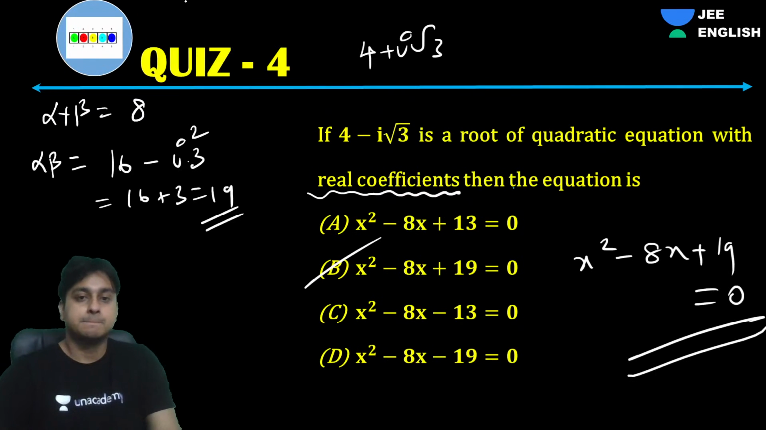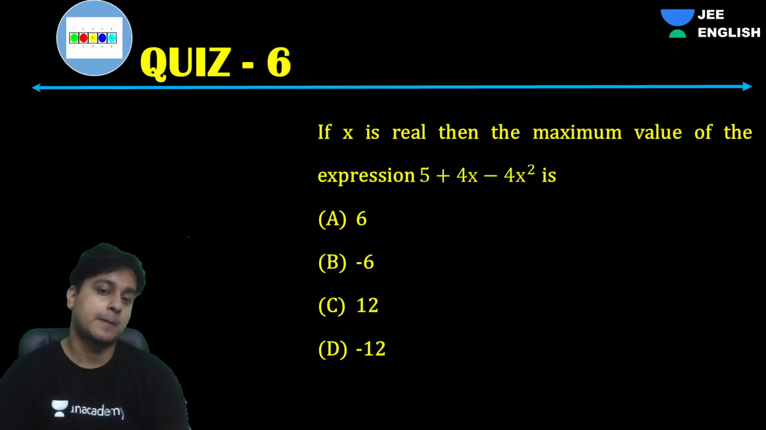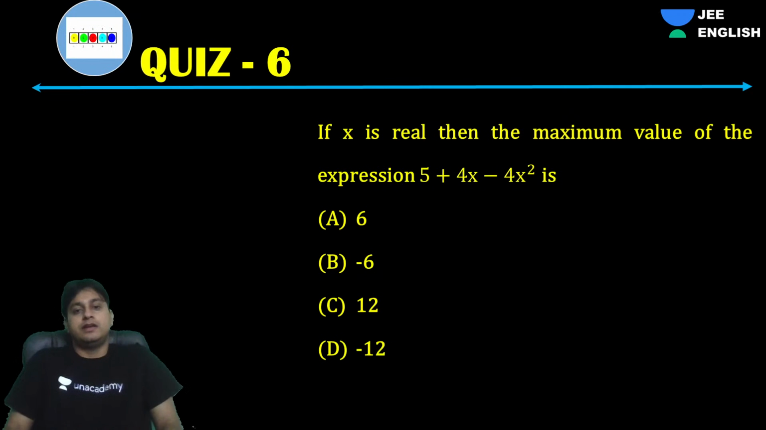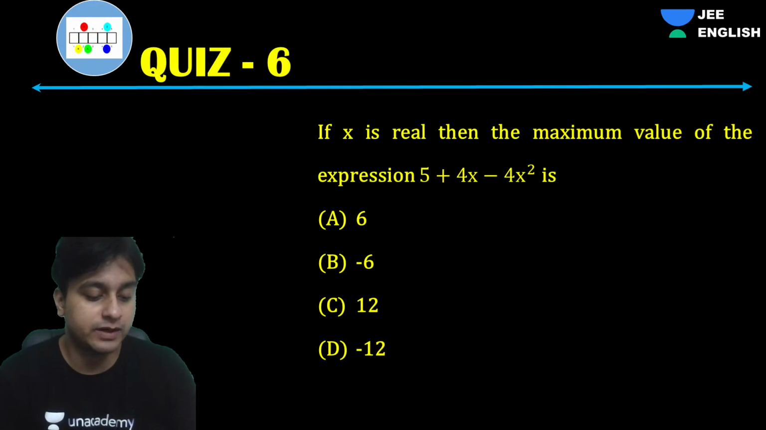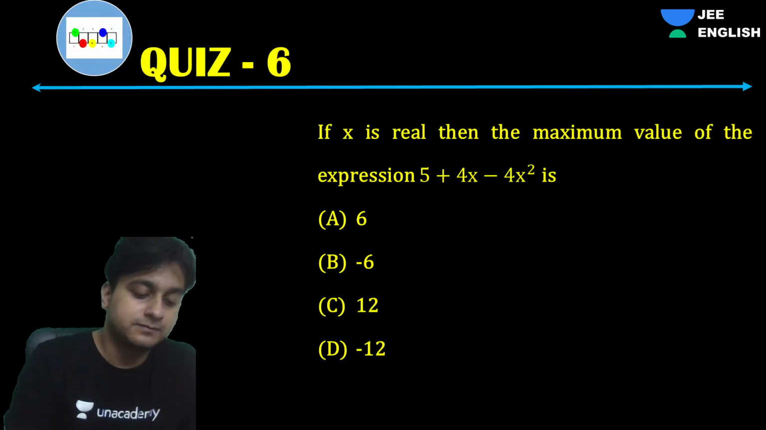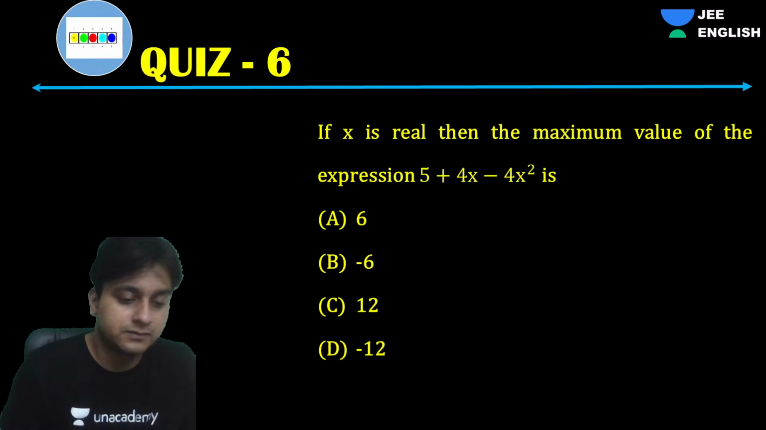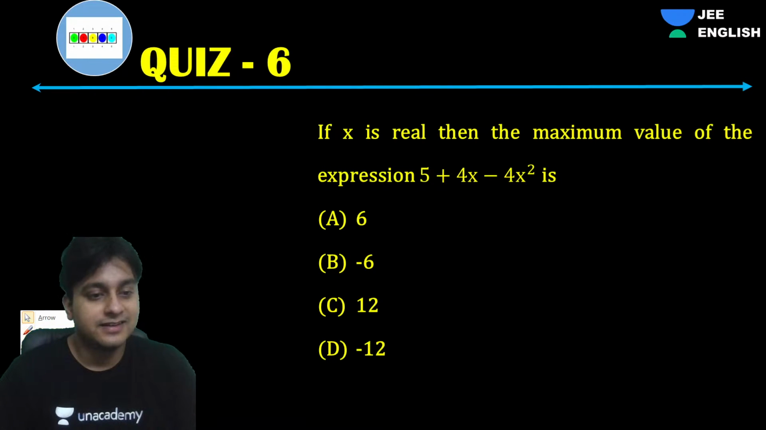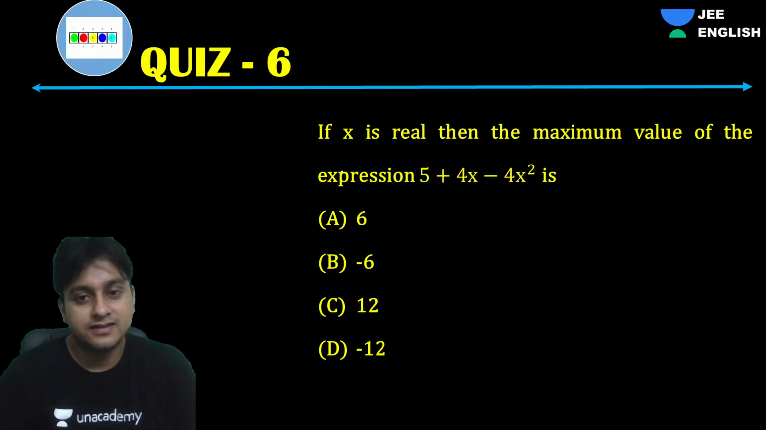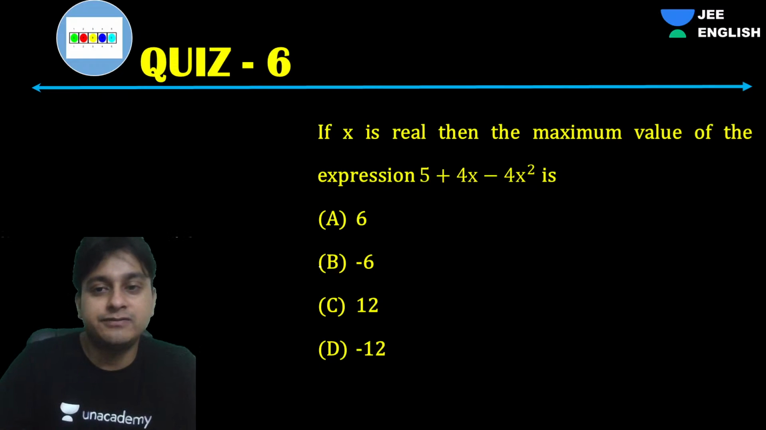Great. Come on. Let's see how many of you can do this one. If x is real, then find the maximum value of the expression 5 plus 4x minus 4x square. So guys, we all know this particular case, right? I'll just brief the guys. You guys can try it out, and then I'll obviously explain the concept.